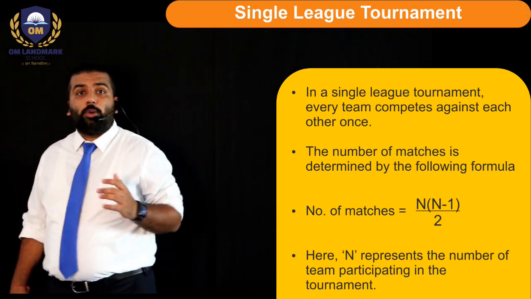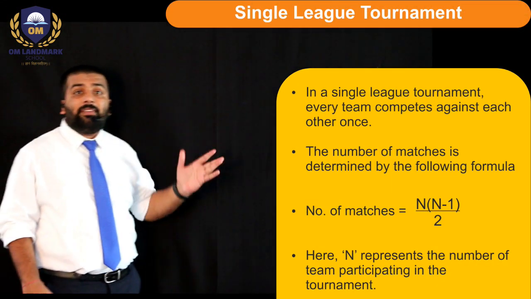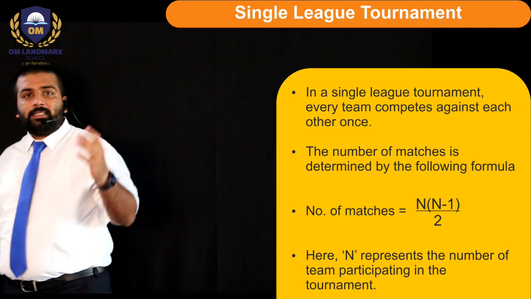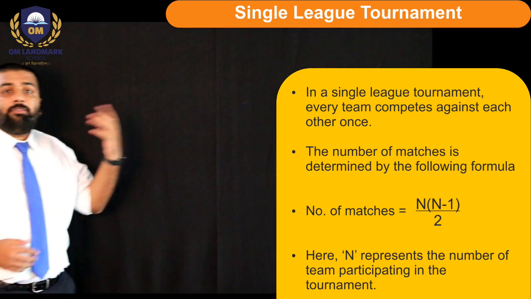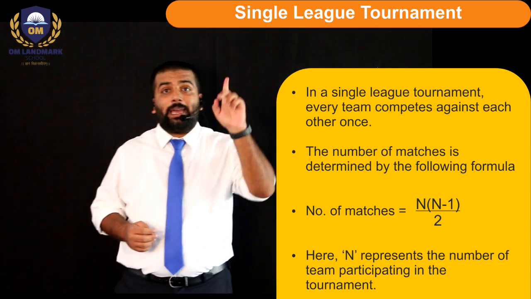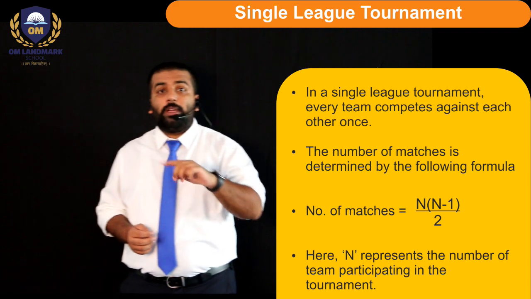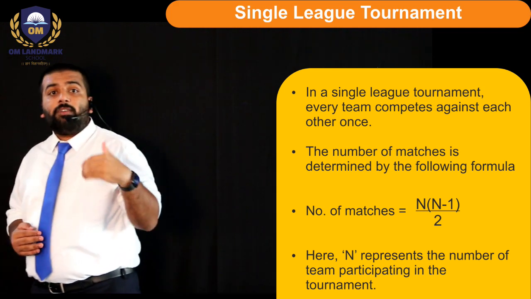A single leg tournament. In a single leg tournament, every team competes against each other once. The number of matches is dependent upon the following formula. Number of matches is equal to n into n minus 1 divided by 2. Here n represents the number of teams participating in this tournament.